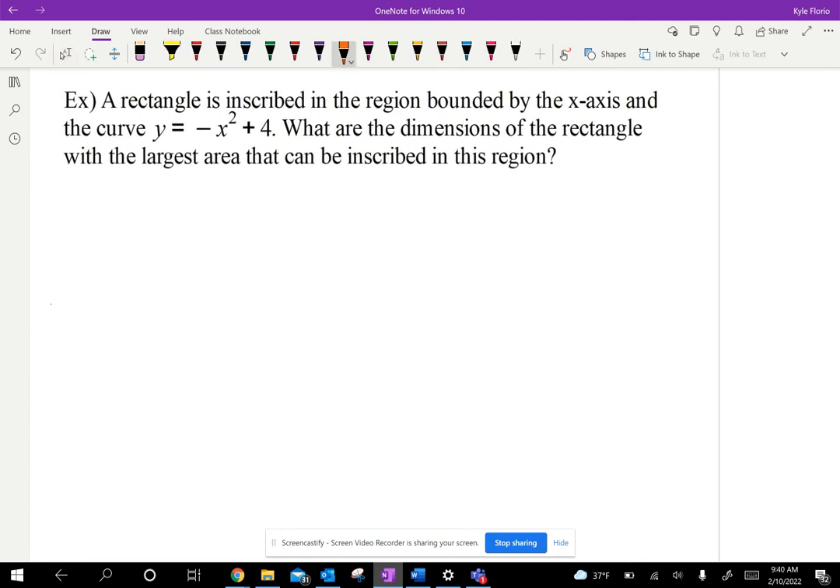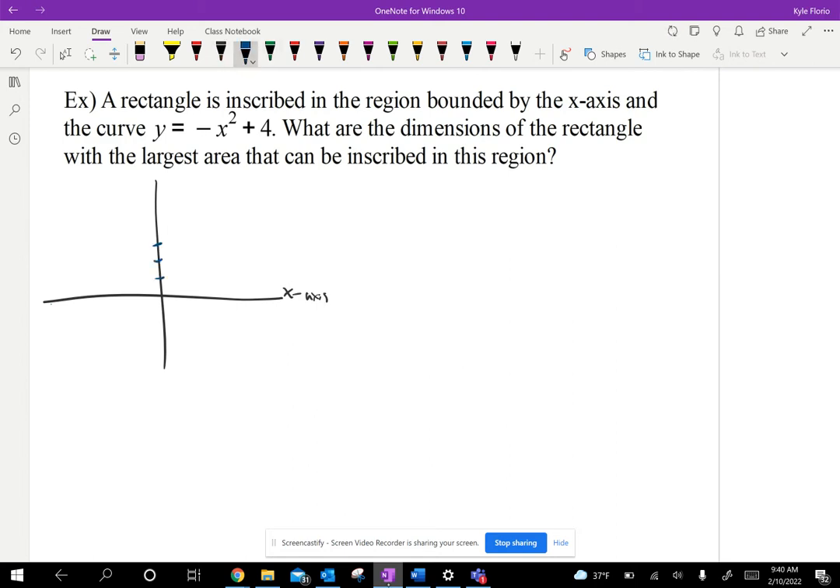All right. A rectangle is inscribed in the region bounded by the x-axis and the curve y equals negative x squared plus 4. What are the dimensions of the rectangle with the largest area that can be inscribed in this region? So right off the bat, we're talking about a region that's described on the coordinate plane, and it might help to draw it. We know it's bounded by the x-axis and this curve negative x squared plus 4, which is just a parabola opening down with a y-intercept of 4.